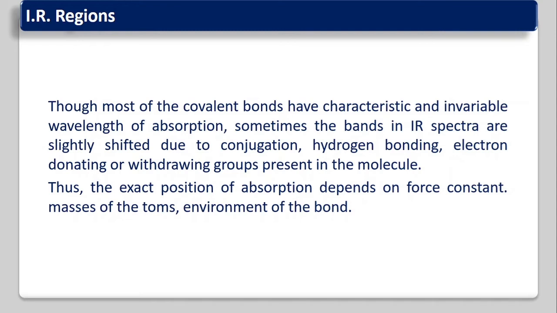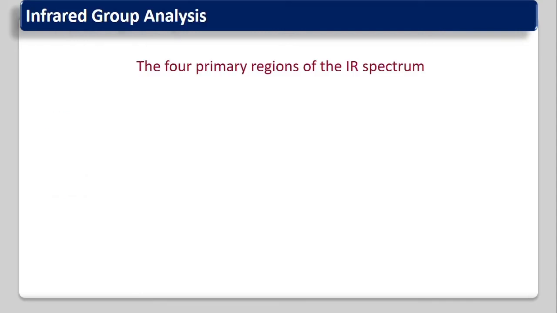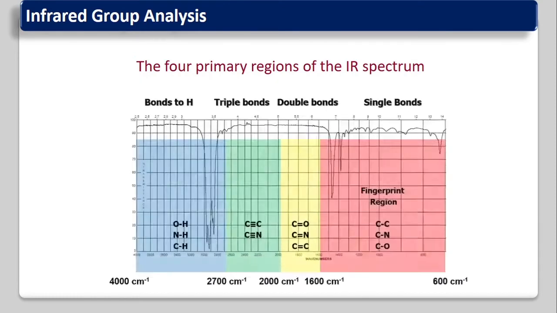The exact position of the absorption depends upon the force constant, that is according to Hooke's law. The absorbing frequency is directly proportional to the force constant and inversely proportional to the masses of atoms, as well as the environment of the bonds. If the environment of the bond is near conjugation, hydrogen bonding, electron donating or withdrawing groups in the molecule, it is affected. While interpreting the data, we should know these primary regions of the IR spectrum. By looking at these regions, we can conclude which functional groups might be present in your compound.